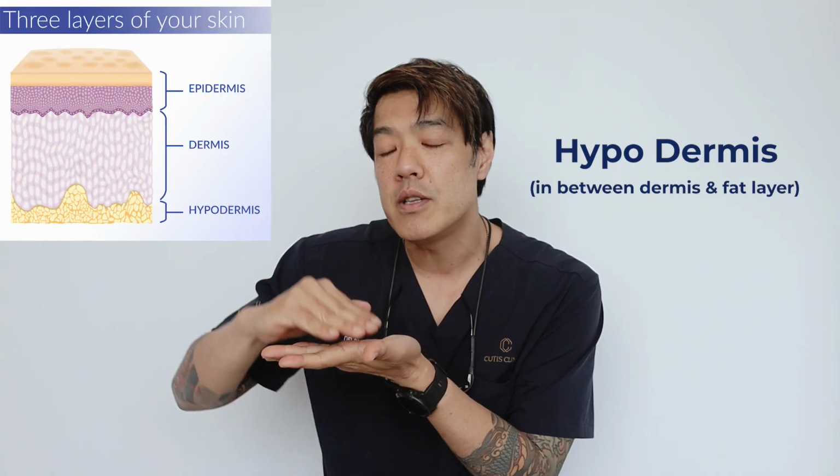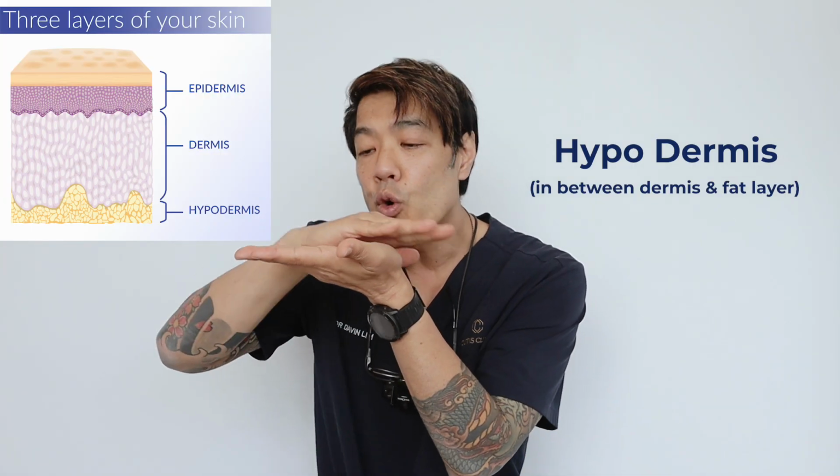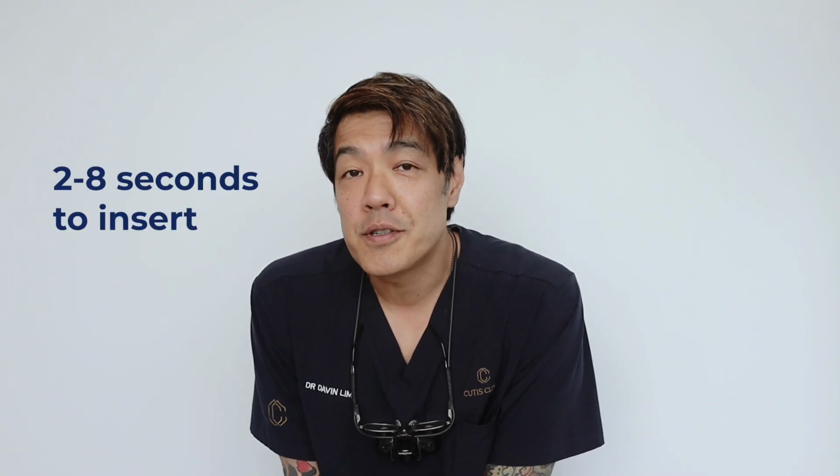with the procedure. So the procedure itself is insertion of the threads, and the level at which we want to insert is usually right in the lower dermis or in the hypodermis. That's in between the dermis and the fat layer, or in the high superficial fat layer. That's the actual line of insertion. Each thread, generally speaking, takes about between 2 to 8 seconds to insert, so it's super quick. The procedure itself takes between 5 minutes all the way up to about 90 minutes, depending on how many threads are used, the location, and how speedy your injector is.